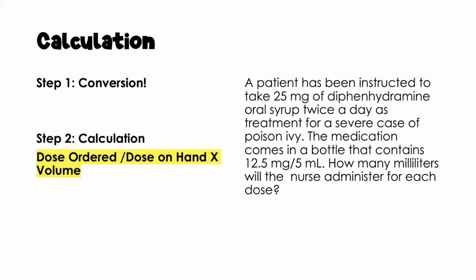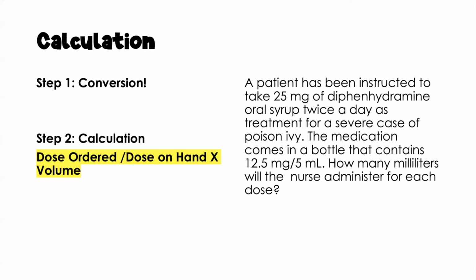So this one is going to involve volume. So now we have dose ordered divided by dose on hand, which is the same as what we've been doing, but we have to multiply by that volume because that's how it becomes a liquid. Otherwise, it stays milligrams or micrograms or grams or whatever the unit of measure was. So we have to multiply by that volume in the concentration so that we convert it to a liquid.